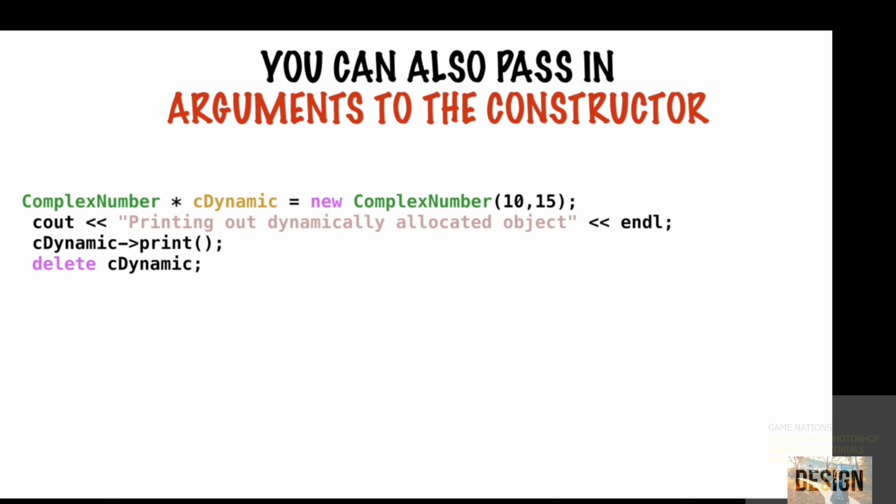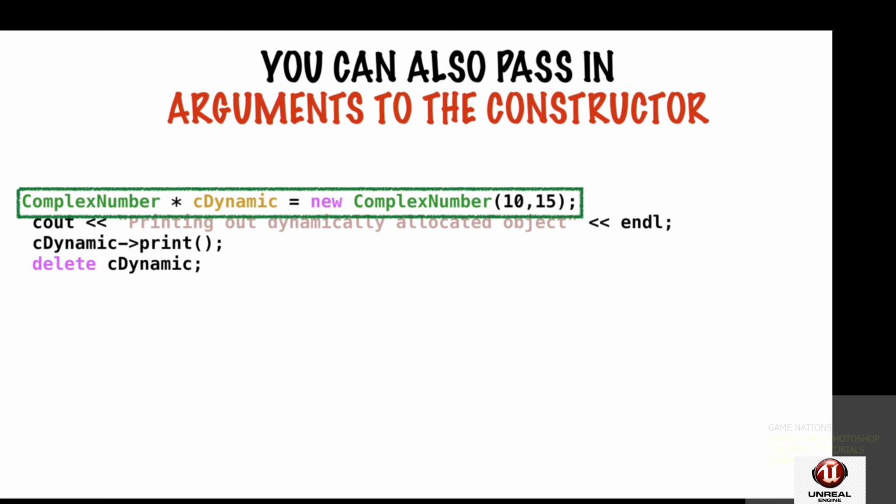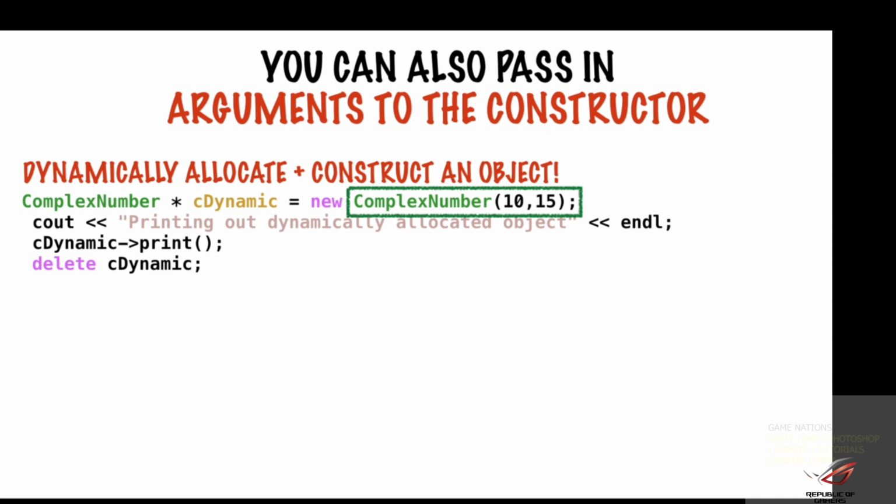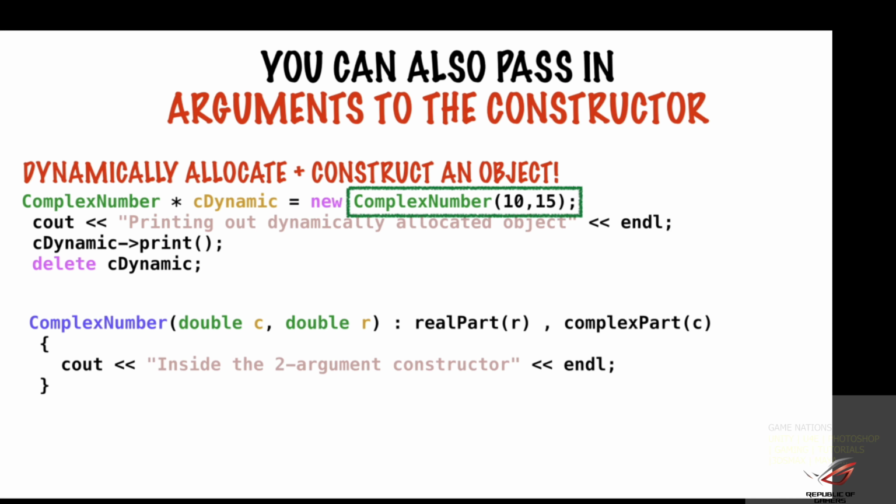Let's look at an example of using new to instantiate a pointer type to a different object this time, a different class, that is the complex number class. cDynamic is a pointer to the complex number class, and we call new ComplexNumber and in brackets pass in 10, 15. So we've dynamically allocated memory plus constructed an object using this new ComplexNumber keyword and statement. The 10, 15 are basically the arguments to the constructor.